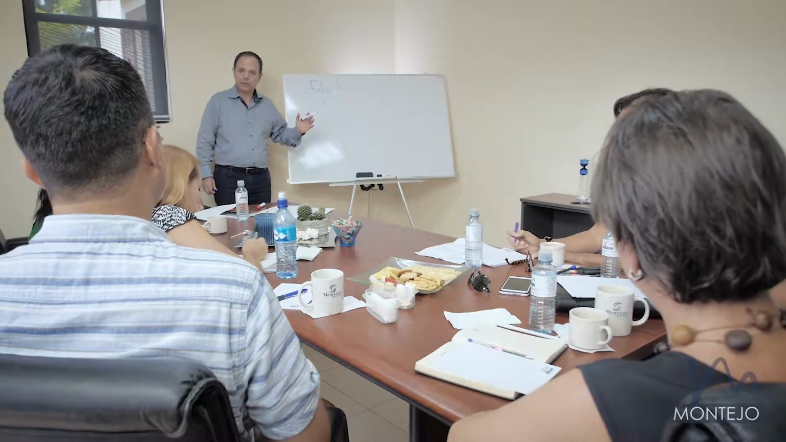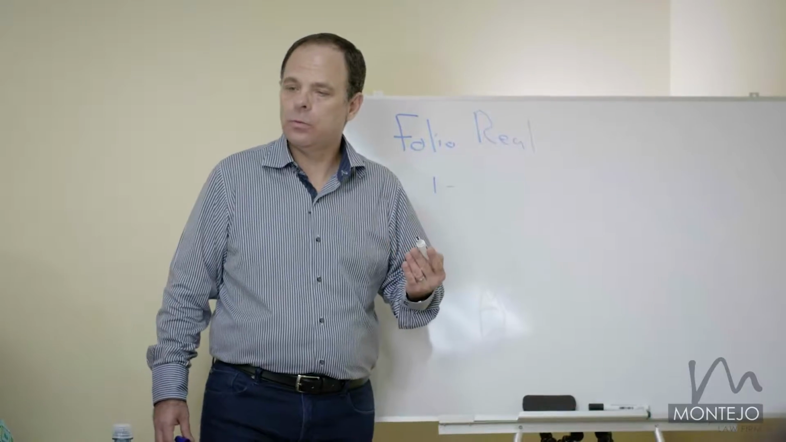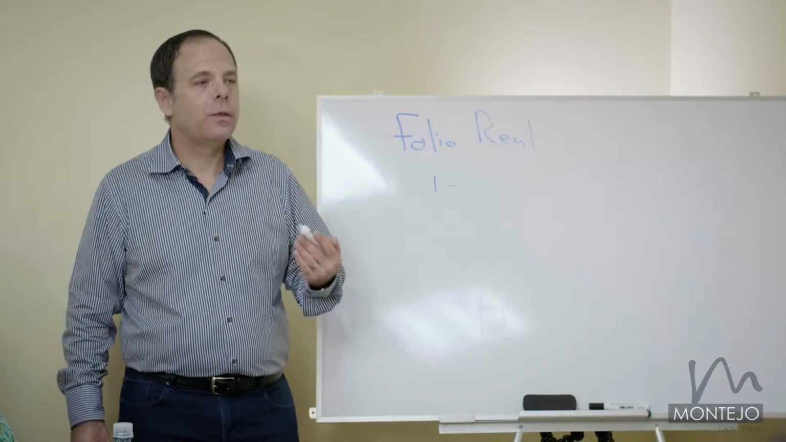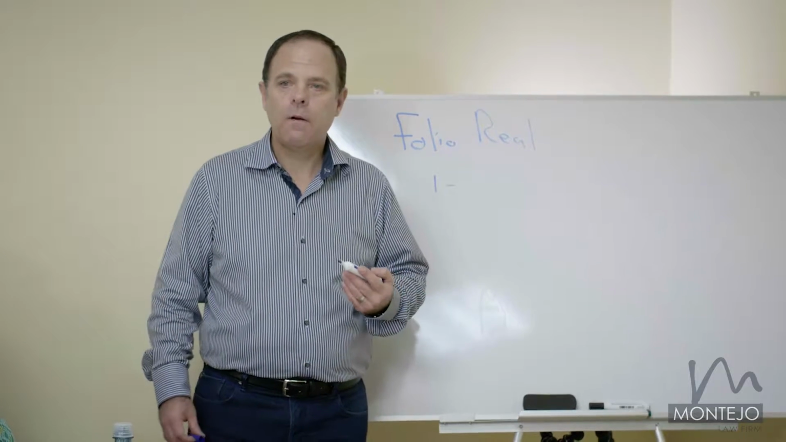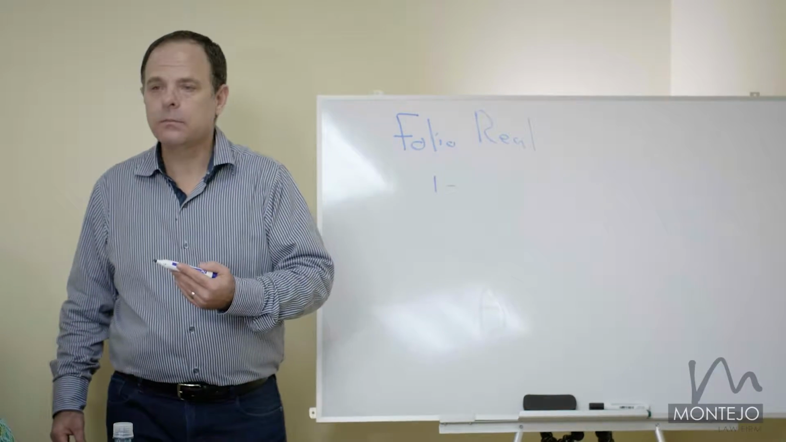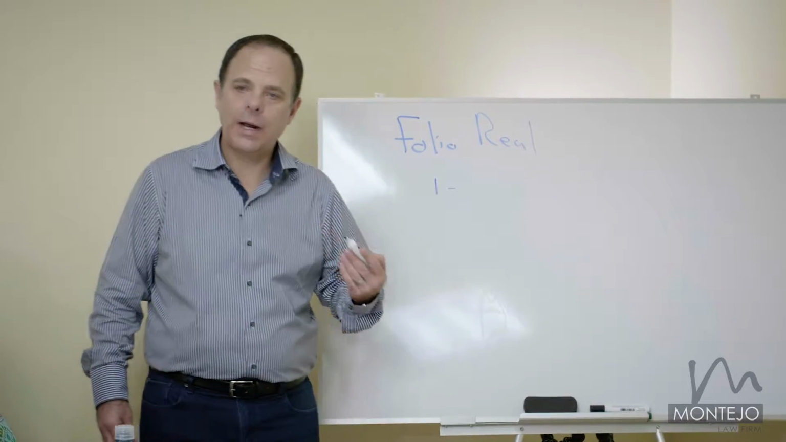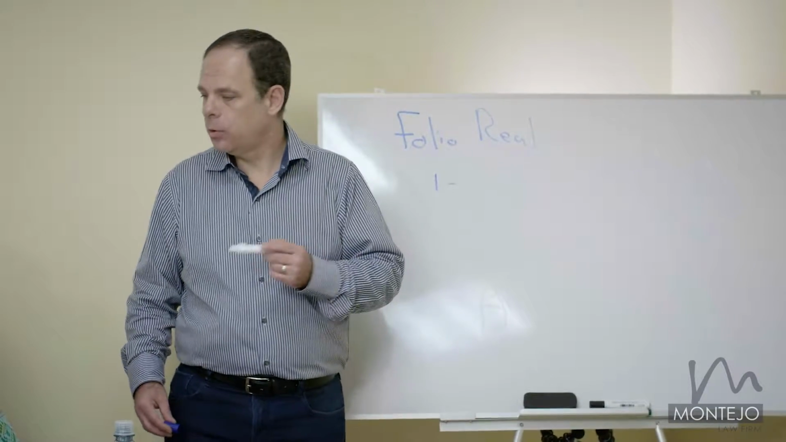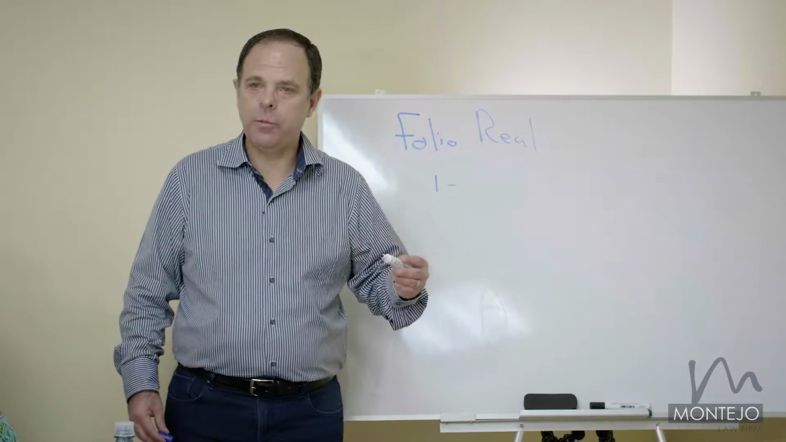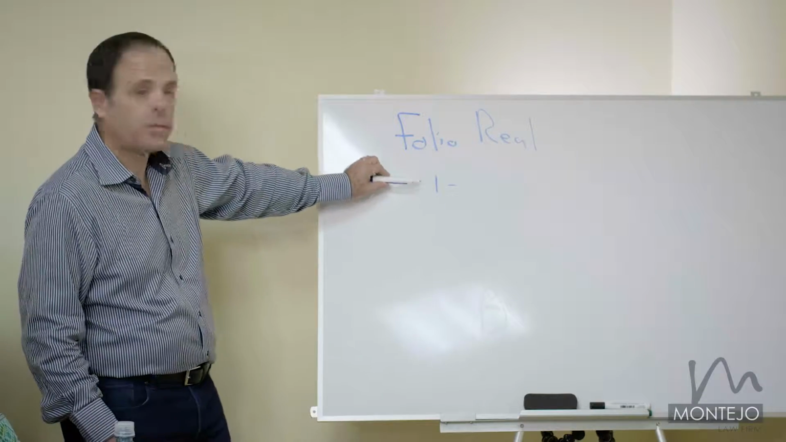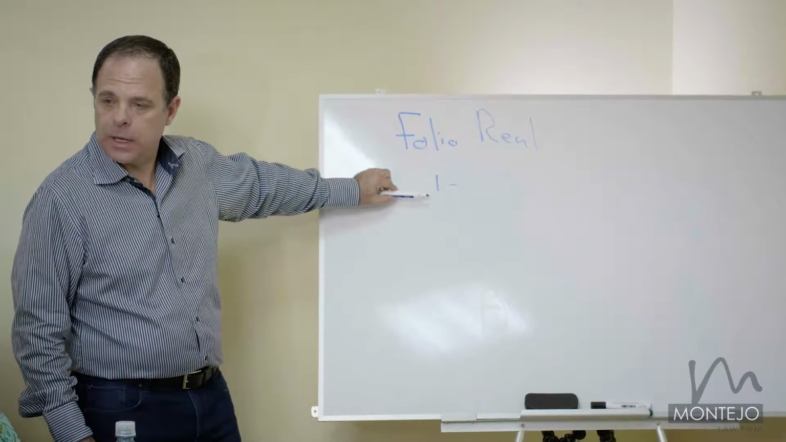One first digit, I'm going to put 1 here as an example, that means the province where the property is located. So 1 is San Jose, 2 is Alajuela, 3 is Cartago, 4 is Heredia, 5 Guanacaste, 6 Puntarenas, 7 Limón. So this example says that the property is located in San Jose.